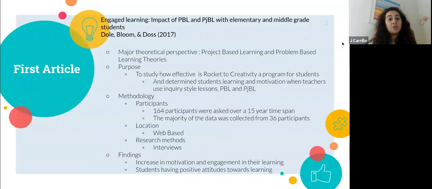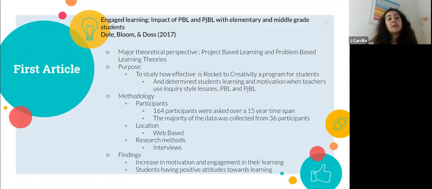For my first article, the article is called Engaged Learning: Impact of Problem-Based Learning and Project-Based Learning with Elementary and Middle Grade Students. For this article, the major theoretical perspectives that they used were project-based learning and problem-based learning. They used both of these because they felt that they aligned well together, and they used various ways of implementation. They also noted that there were positive effects when students used them, and they incorporated real-world problems into the learning aspect, as well as using problem-solving strategies.